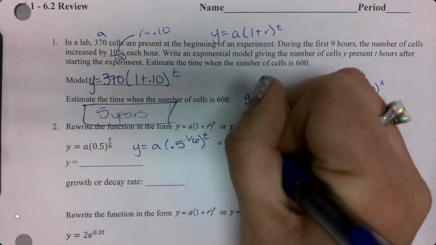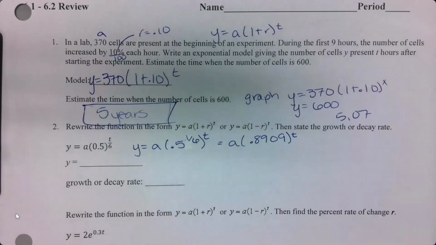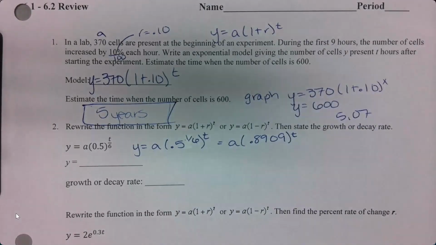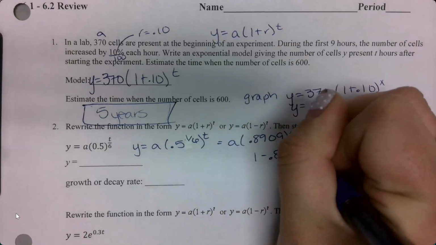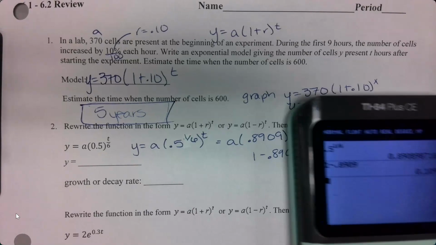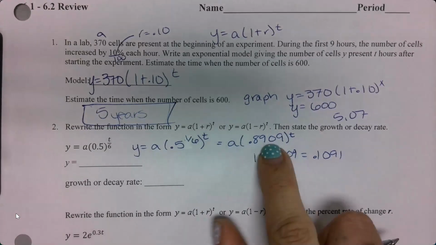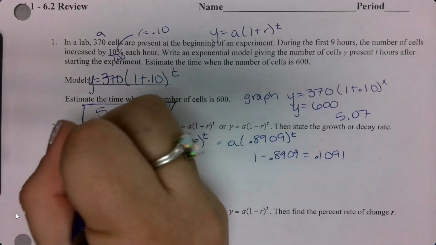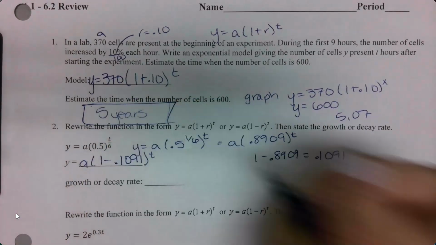So a times 0.8909 to the t power. It wants me to write it in the form 1 plus or minus r, so I need to subtract from 1 to get my difference. 1 minus 0.8909, oops, I missed my decimal. So it gets me 0.1091. This is smaller than 1, so it should be subtraction. So a times 1 minus 0.1091 to the t power.